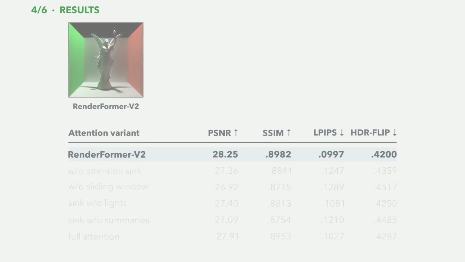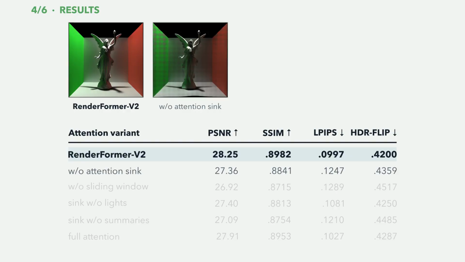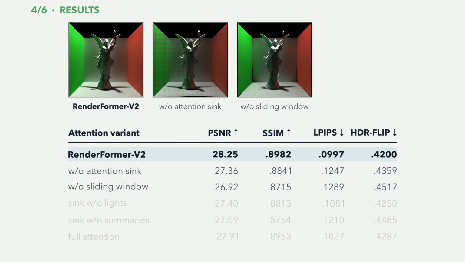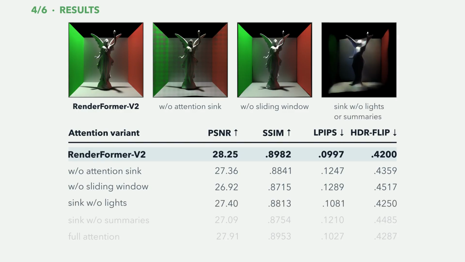The ablations agree. Dropping the attention sink costs nearly a decibel, dropping the sliding window 1.3, dropping the light tokens a little less, dropping the summary tokens a little more, and sparse attention beats full attention while computing far less.